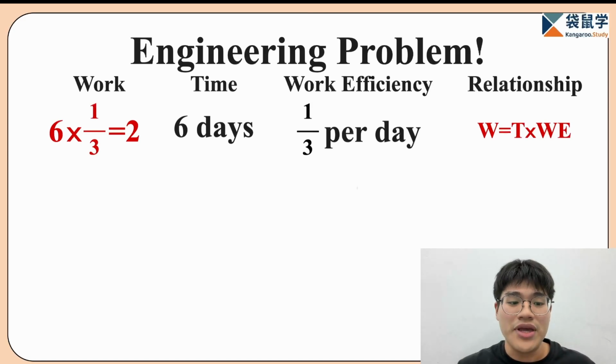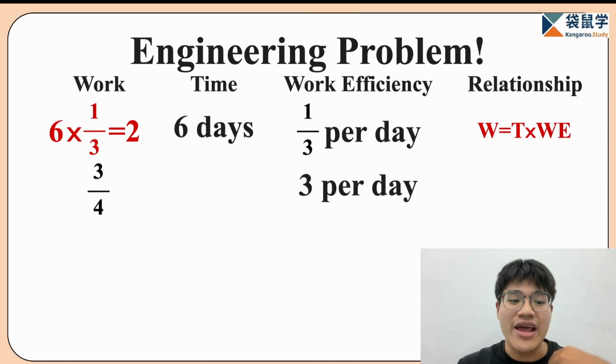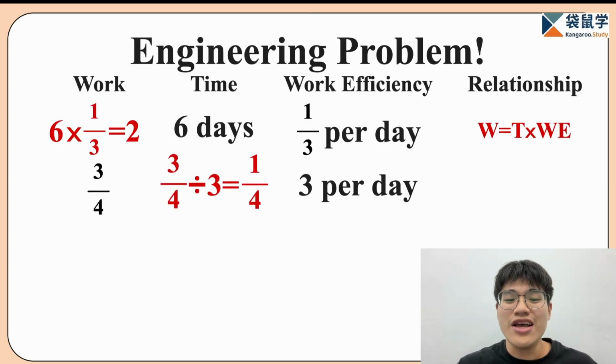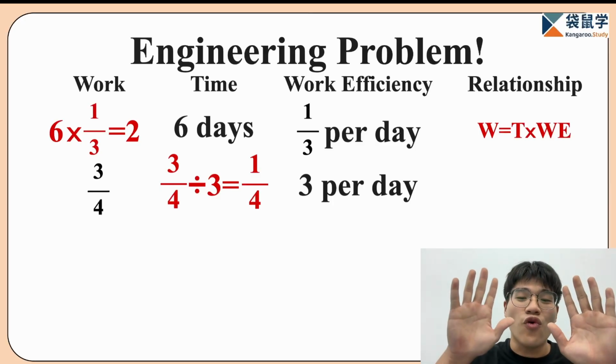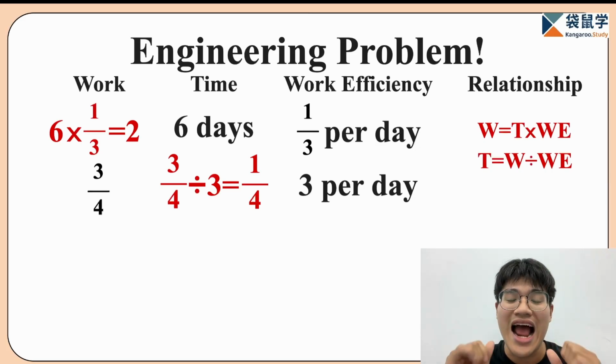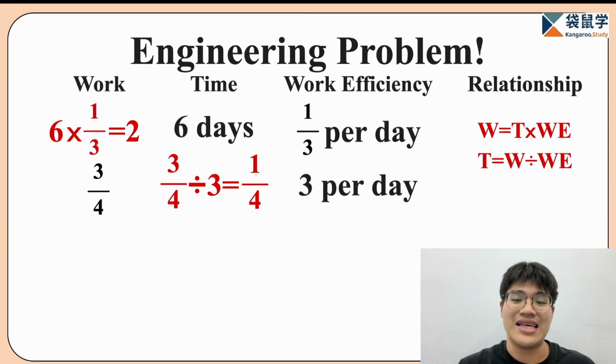Let's see another example here. I know that I have to make 3 over 4 cars, and my work efficiency is making 3 cars per day. Then how much time do I have to spend to make 3 over 4 cars? We can use 3 over 4 divided by 3 equals 1 over 4 day. So in this relationship, we can see that I have the work and I have the work efficiency. I divide the 2 of them to get the time I have to spend.